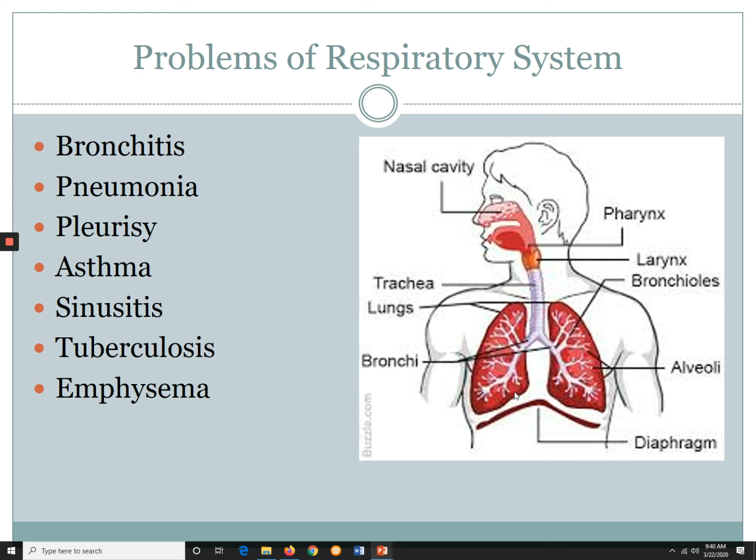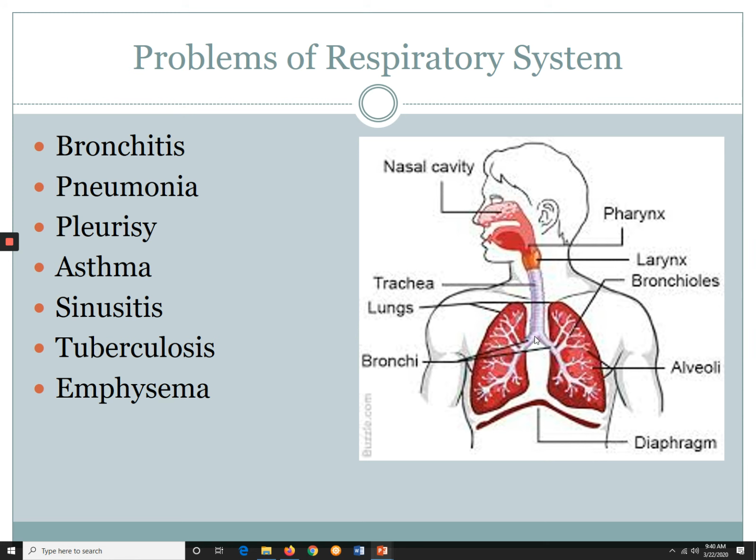Next is asthma. Asthma is an inflammation of the bronchioles and the bronchi. It's usually a stress response. What happens is these inflame and they constrict, and it shrinks the airway, so it's harder to breathe. Sinusitis is inflammation of the sinus cavity, usually called a sinus infection. Tuberculosis is a bacterial infection of the respiratory system and is highly contagious.